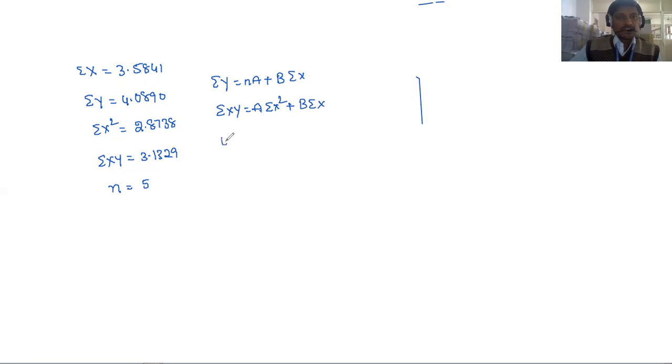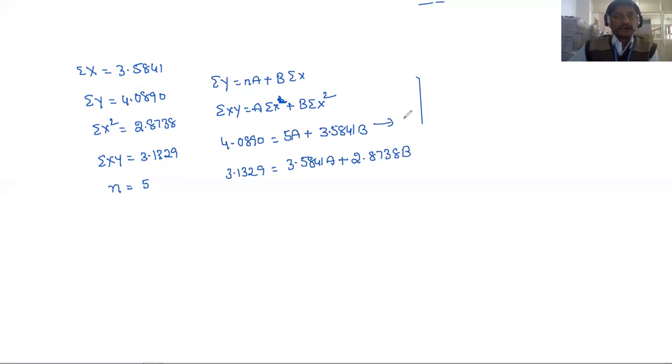So summation y is 4.0890, n is equal to 5, so 5a plus 3.5841b. Next, summation xy is nothing but 3.1329, is equal to a summation x, that is 3.5841, plus b summation x square, that is 2.8738b. So we are giving the names to these as equations 4 and 5.